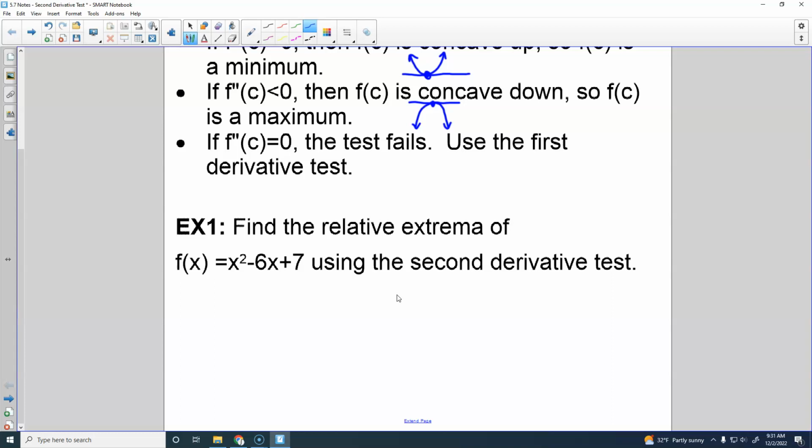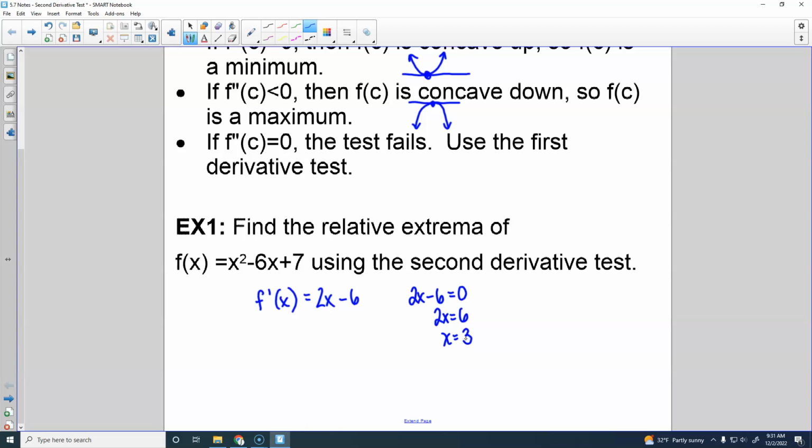So if we're going to use the second derivative test instead, we're going to take the derivative, which is very simple for this one. We're going to get 2x minus 6. We do still need to know where that equals 0. So we'll have 2x minus 6 equals 0. So that will be 2x equals 6. x equals 3 is the point that we're looking at. So we know x equals 3. We have a possible extrema at x equals 3.